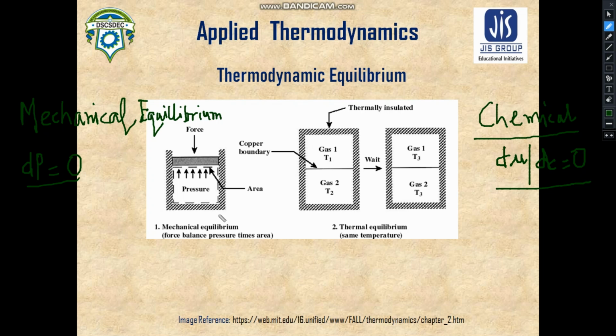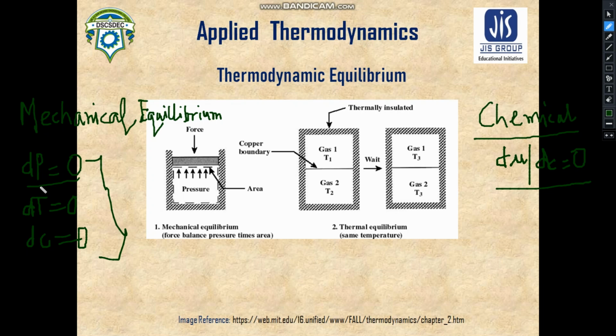So if we combine these three conditions, we can write dT equal to 0, dP equal to 0 and dc equal to 0. So that means this is the case from which we can understand: if these three equilibrium conditions are perfectly maintained, then only can we say the whole system is in thermodynamic equilibrium.